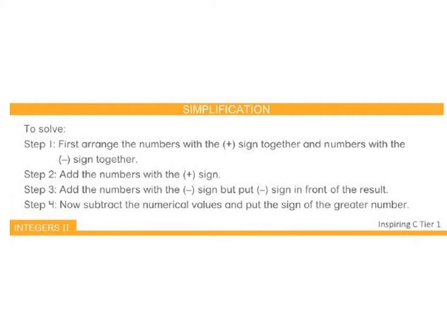When you have a few numbers to simplify, what we will do, we will arrange the positive numbers on one side and negative numbers on the other side. Then we will add the positive numbers separately and negative numbers separately. Then we will subtract the negative integer from the positive integer.